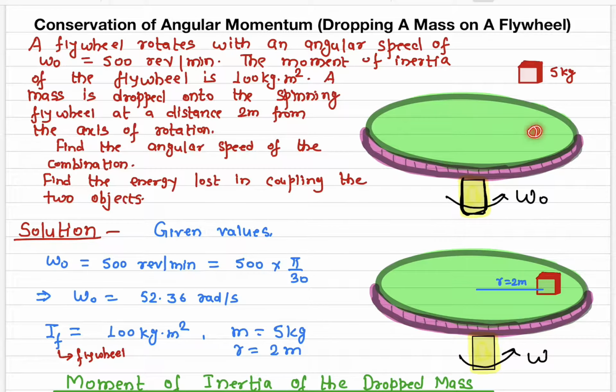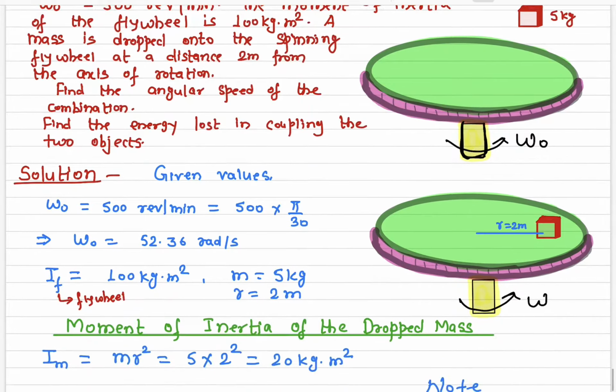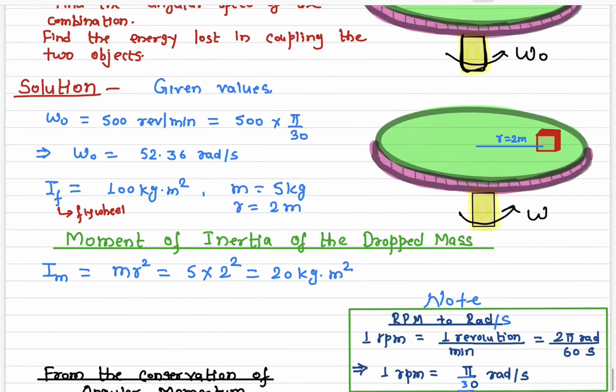It stays there. So once it is glued to the spinning disc, what should be the angular speed of the combination, or after the mass is dropped, what will happen to the angular speed? Will it increase, will it decrease, or will it remain the same? And is there energy loss, and if so, how much is the energy loss? That's all we're going to calculate in this video. So let's write down all the given quantities first.